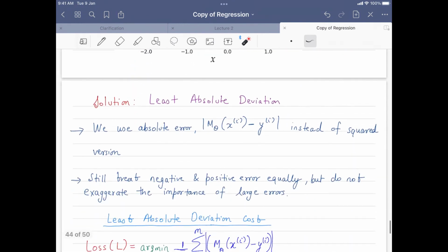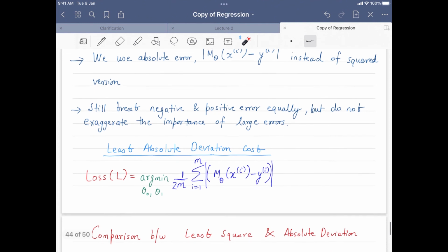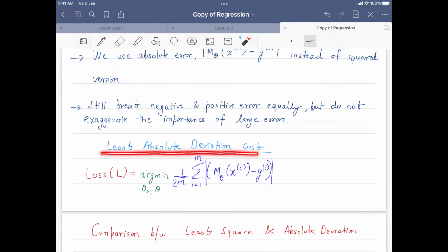So in order to reduce this, what we do is we do not square it. Earlier we were using a square here, right? So now we are not squaring it, and we are actually taking the absolute value. We just take the absolute value of the difference between the prediction of the model and the actual label. This is also called the least absolute deviation cost, and the new loss function is this one. There is no square, and we take an absolute sum so that the errors are summed up rather than addition and subtraction happening.